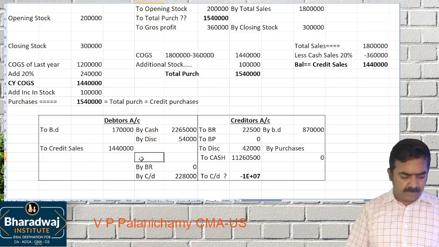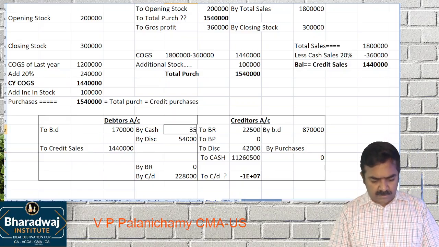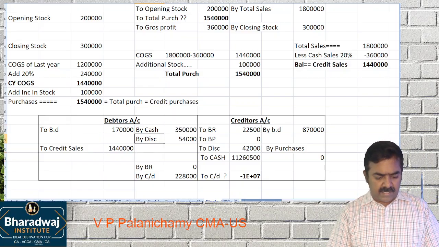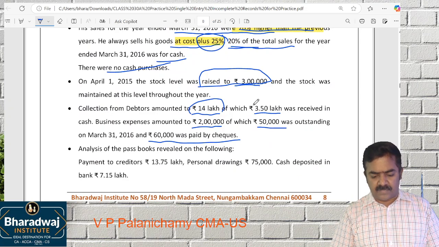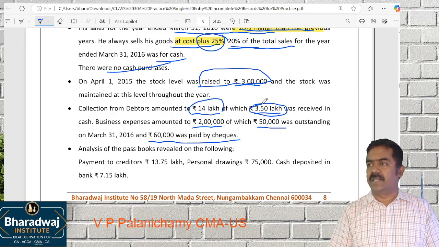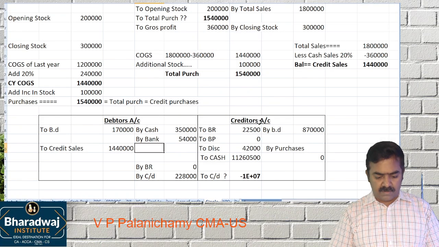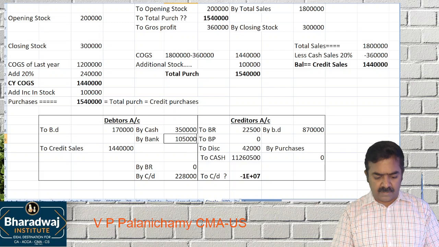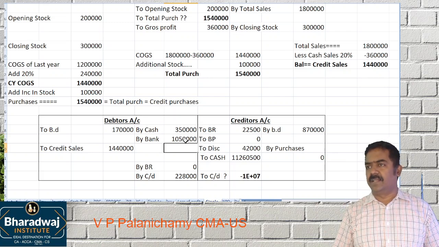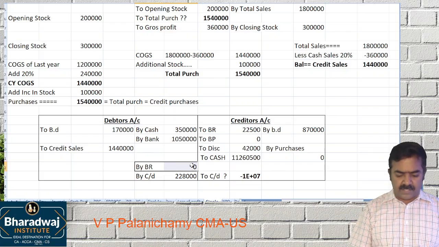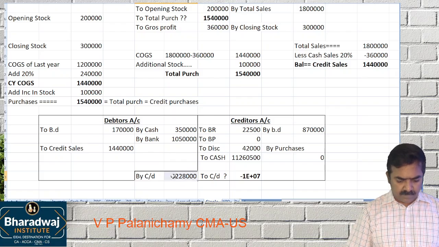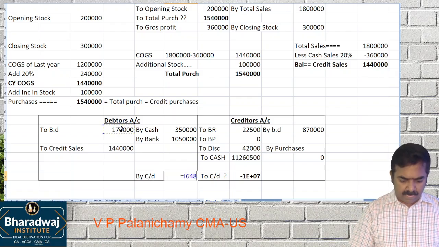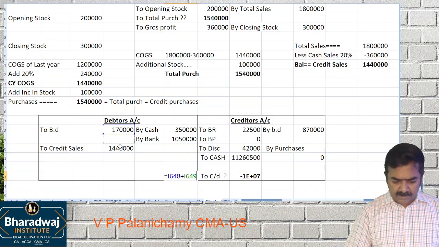Cash, how much is collected? 3 lakh 50,000 collected in cash. The balance is collected by cheque. Let's see how much we would have collected through the bank. Totally 14 lakh was collected, of which 3 lakh 50,000 is cash, so the balance is collected by cheque: 10 lakh 50,000. Tally this. Closing balance, I hope we'll get it as a balancing figure.